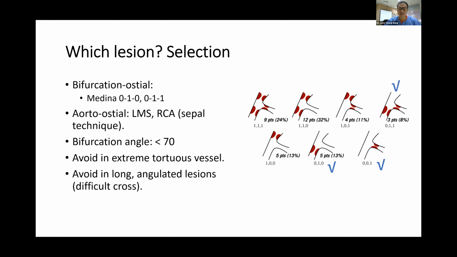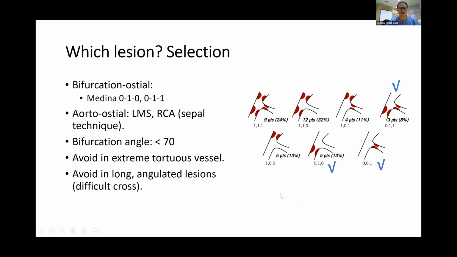So in terms of case and lesion selection, you heard that ostial lesions we broadly classify into the bifurcation ostial and the aorto-ostial. For the bifurcation ostial, we can look at this technique whenever we deal with a pure ostial branch lesion, for instance, a 010 or 001, and of course, potentially you can do a 011 lesion. For the aorto-ostial, of course, the left main and the RCA.